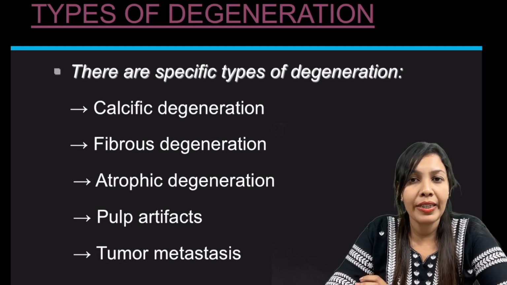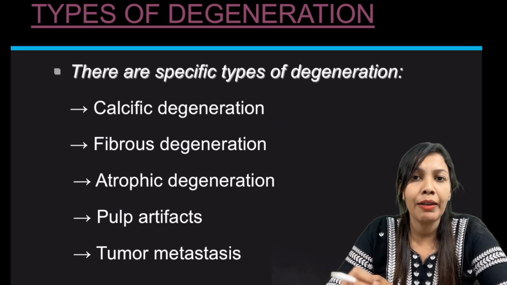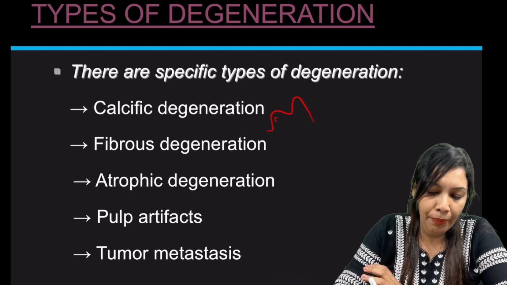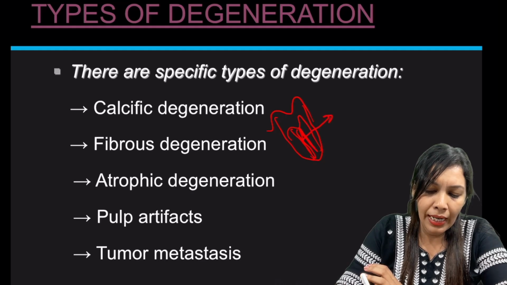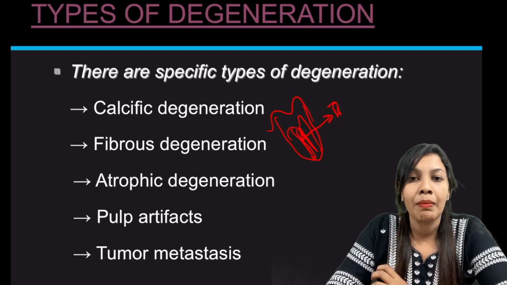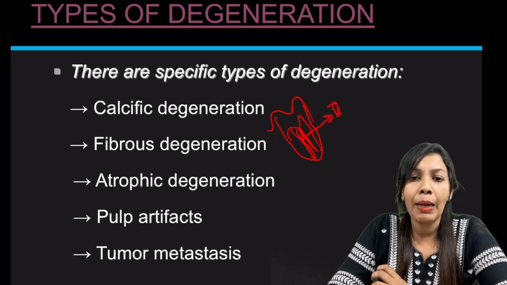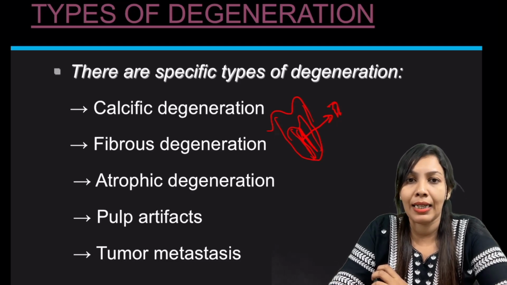First is calcific degeneration. That is where a pulp stone is mainly seen. Fibrotic degeneration: before moving into the calcified structure, there is fibroid-like pulp. So this is a pulp. Normally it is lined by a large amount of connective tissue. Beyond that, it becomes slightly hard. That is fibrotic degeneration. Next is atrophic degeneration. That is the before stage of actually fibrotic. Then pulp artifacts and tumor metastasis. These are the five types of degeneration.